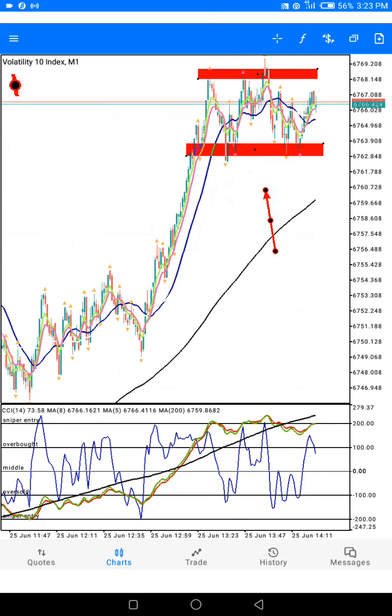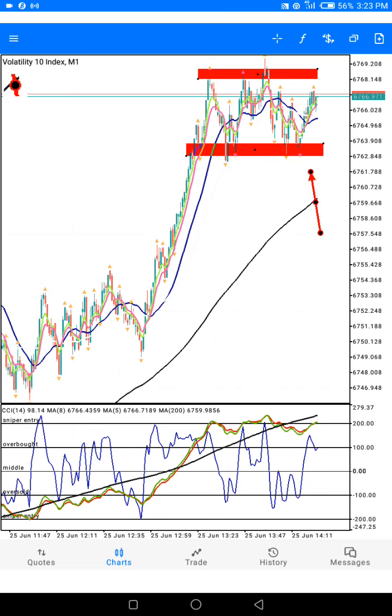You will be in massive profit. This is how to win the market. Instead of them winning you, you have to win the market. You have to be very, very observant to win the market and make massive profit. If you see a breakthrough like this, you are good to go.